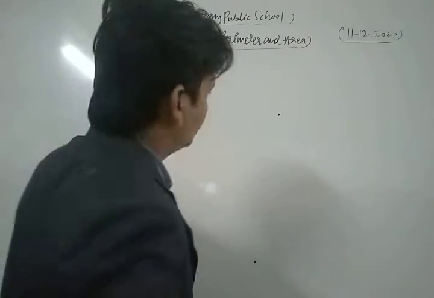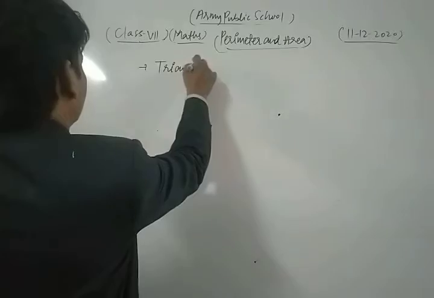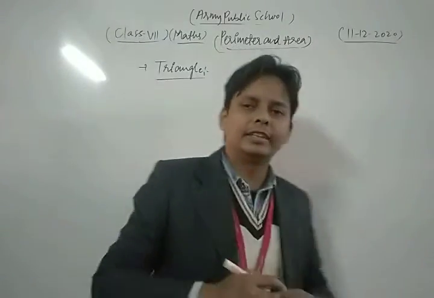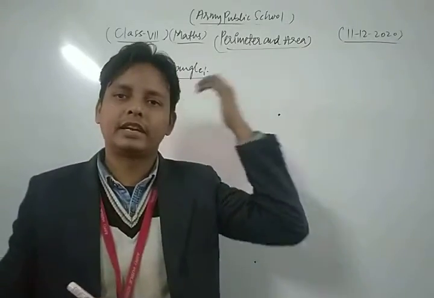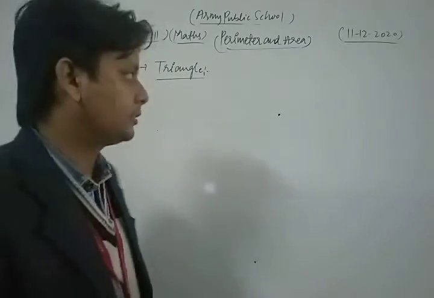Now we are going to discuss the triangle. What is the concept of a triangle? We have already discussed this topic many times. A triangle is the region bounded by 3 line segments. The region bounded by 3 line segments is known as a triangle.